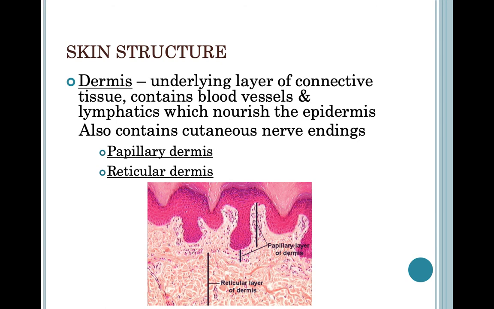Underneath the epidermis, we have the dermis. The dermis is the underlying layer of connective tissue. It contains the capillary network and the lymphatics, which help to drain and nourish the epidermis, provides the oxygen supply. We also have the cutaneous nerve endings within the dermis, and the dermis has two sublayers, the papillary dermis and the reticular dermis.